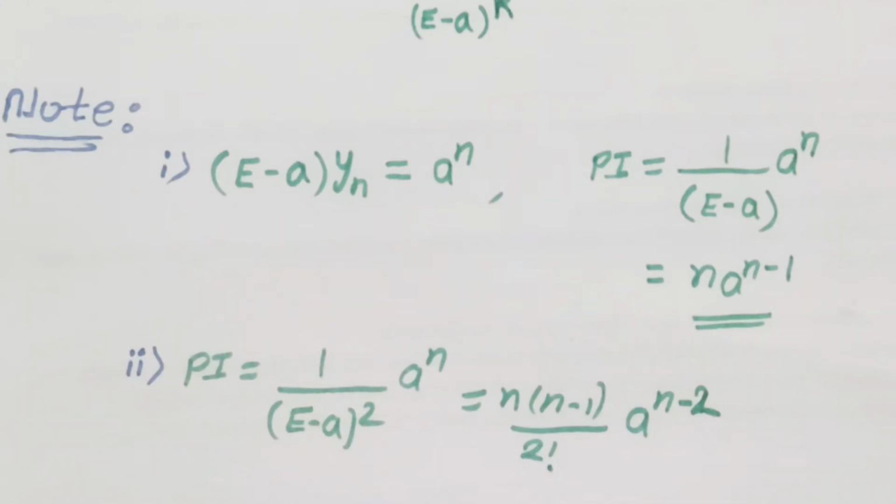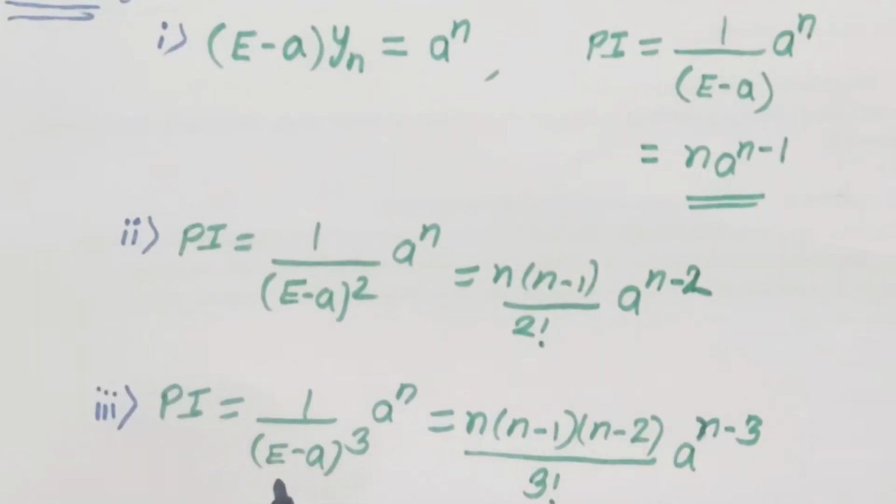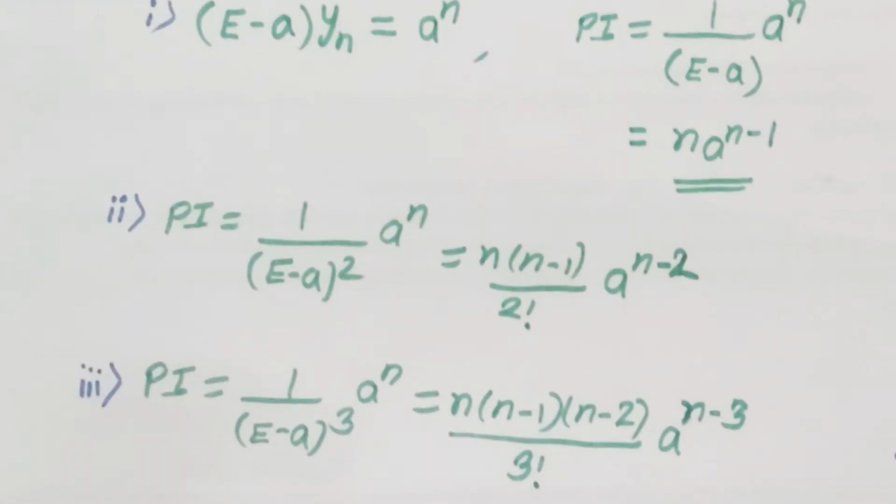Now the next formula is, if this bracket is repeated thrice, that is 1 upon (e minus a) bracket cube into a raised to power n, then the formula is n minus 1 into n minus 2 divided by 3 factorial into a raised to power n minus 3.